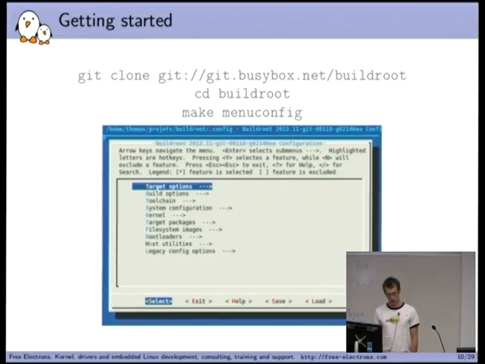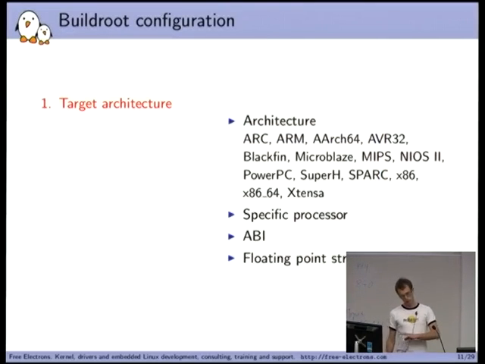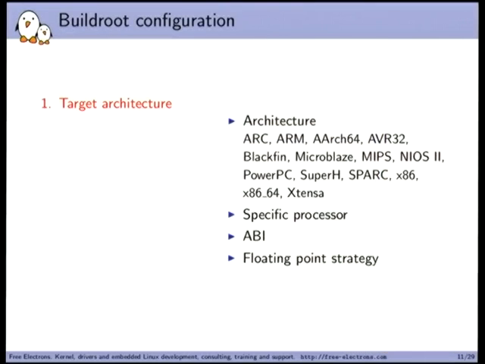So how do you get started with Buildroot? Well, you just grab it from the Git repo. There are stable releases, of course, but it's probably easier with the Git repo. Then you fire make menuconfig, and you have the well-known menuconfig interface to configure all the different aspects of the embedded Linux system you're going to produce. I'm going to go through the different configuration aspects that are available pretty quickly.